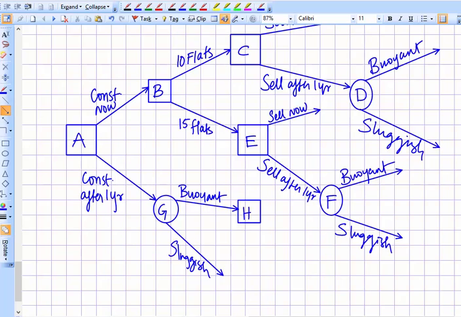So here there are two decision alternatives. One is with respect to 10 flats and the other one is with respect to 15 flats. So let me mark that. One is 10 flats, the other one is 15 flats. Okay. And in case of sluggish also, I have a choice. So it's a decision node. It is point I. So again, I have two decision alternatives. One is with respect to 10, the other one is with respect to 15. Okay. So in this way, we have captured all the alternatives in the form of a decision tree.